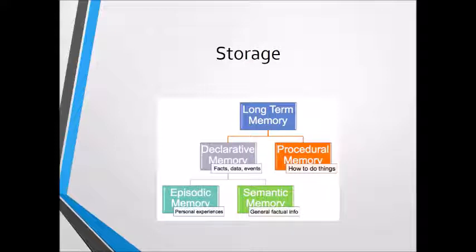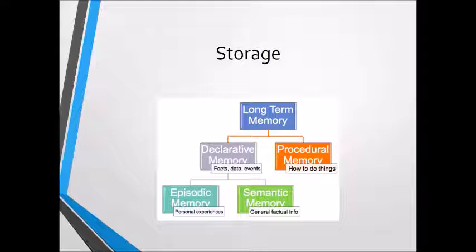Once we get into storage, there are several different types of long-term memory. They are broken into procedural, which is how to do things. So riding a bike, blowing a bubble with gum, chopping up celery, whatever. It's how to do something. And then the other type is declarative memory, and this is more informational.